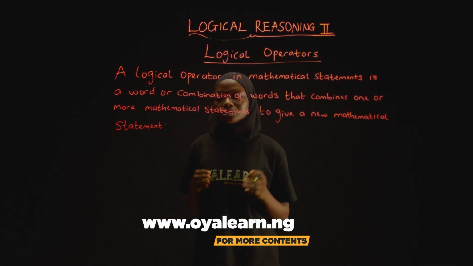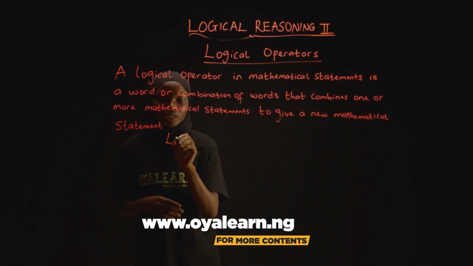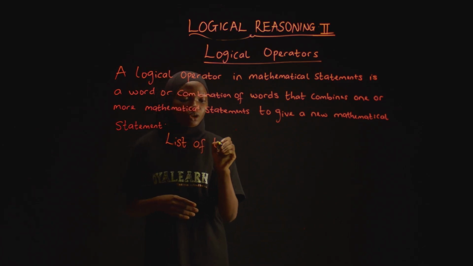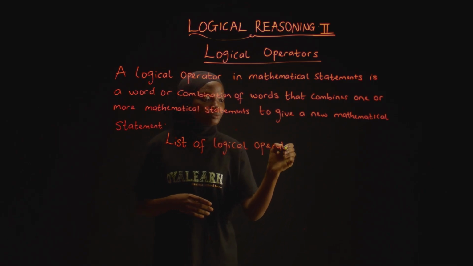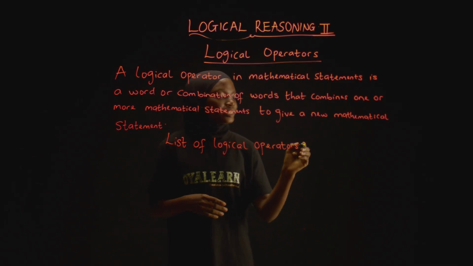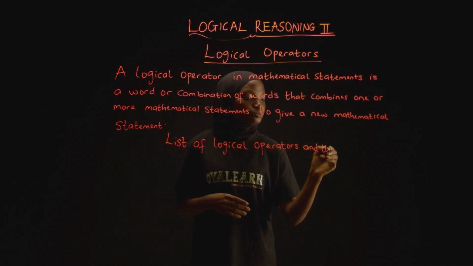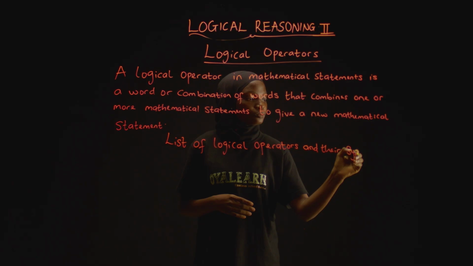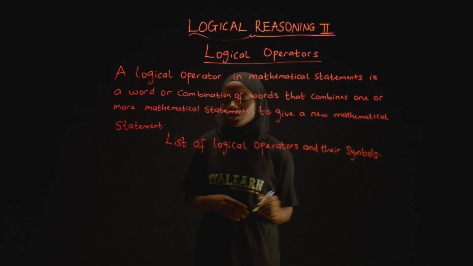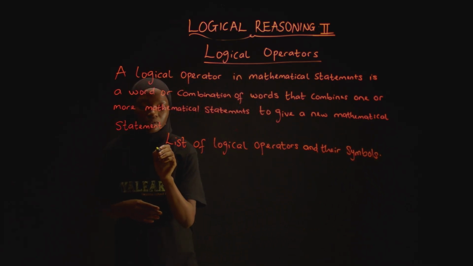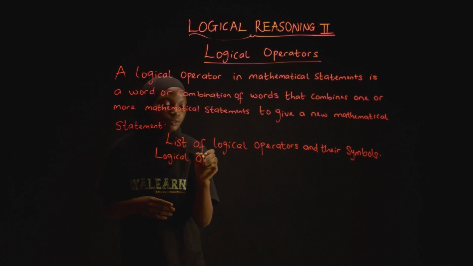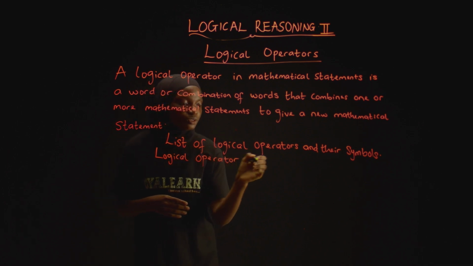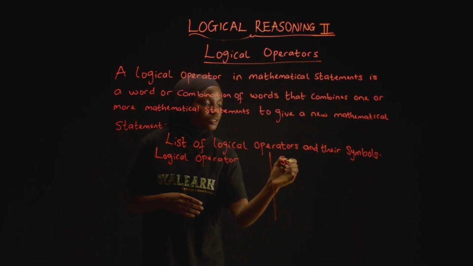But in mathematics, what list of operators do we have? So we have a list of logical operators and their symbols. So we have a logical operator, and we have the symbol.